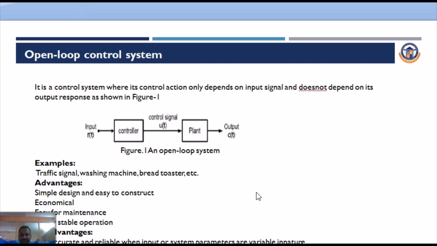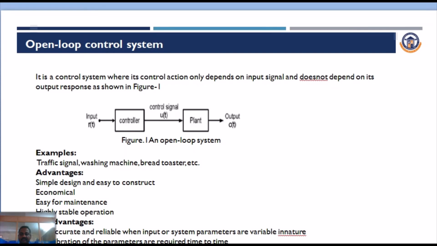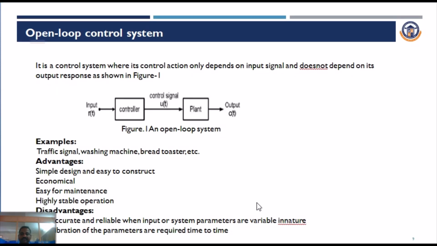Next we discuss what are the merits of open loop control system. Here, the first one is a simple design and easy to construct, economical, easy for maintenance, highly stable operations. And disadvantages: non-accurate, not reliable when the input or system parameters are variable in nature. Recalibration of the parameters is required from time to time.